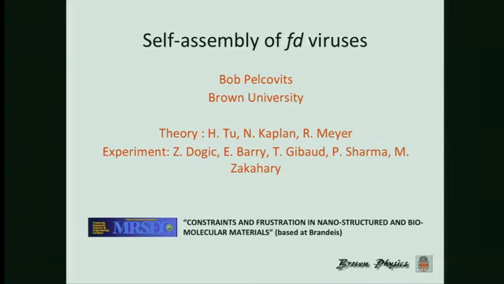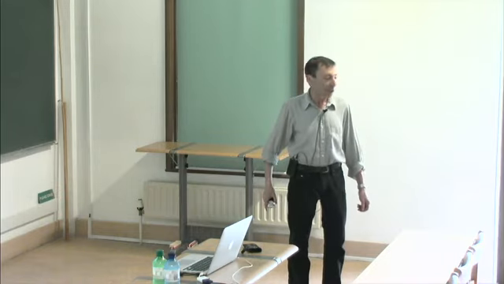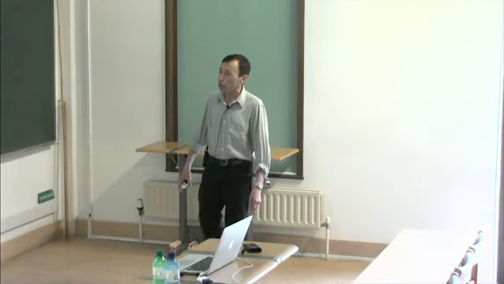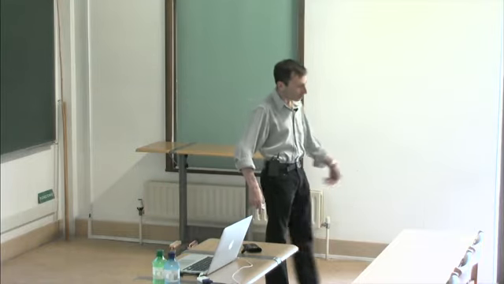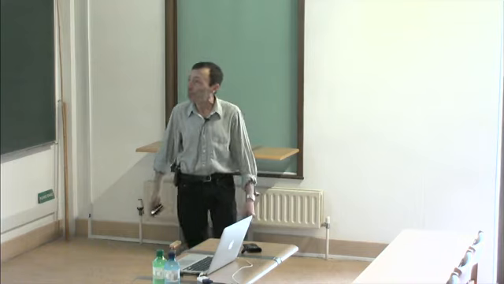This is work done in collaboration with the group at Brandeis, which has this MRSEC grant for the past 5 years. The theory I'll describe was done in collaboration with my graduate student, Hao Tu, and with Bob Meyer's graduate student, Nadir Kaplan, and Bob as well. And the experiments, which I think are the real stars of the show here, were all done in Zvonimir Dogic's group. These are the people in his group who were involved with these FD experiments. Zvonimir will be here for the conference at the end of June to talk about the even more exciting, or equally exciting, work he's been doing on active matter.